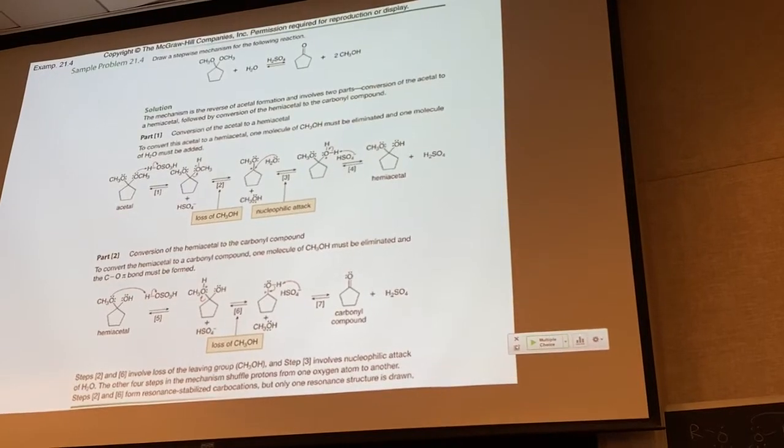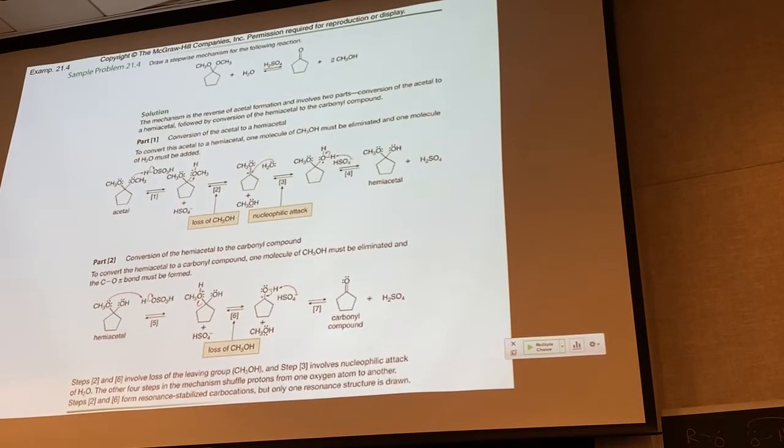Last semester, we learned something called the principle of microscopic reversibility. We learned that in an equilibrium process, the same intermediates and transition states are encountered in either direction. Okay, so all the intermediates that are shown here are the same intermediates that you would have in forming an acetal. You just encounter them in the opposite direction.